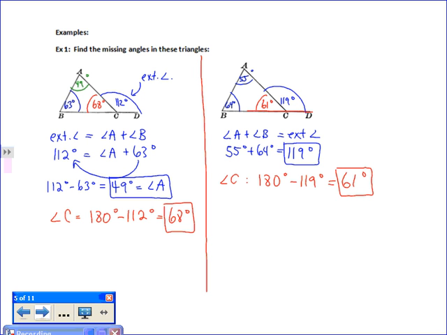The relationship is helpful. You could also have figured out just using supplementary angles and the relationship that there are three angles in a triangle that must add to 180 degrees. But it's also helpful for us to recognize this relationship between the exterior angle and the two non-adjacent angles inside the triangle.